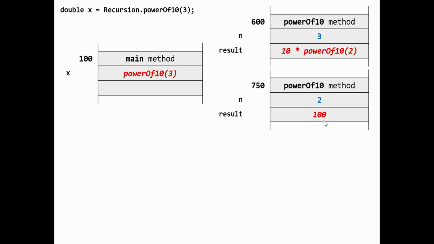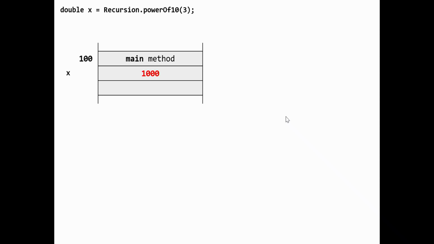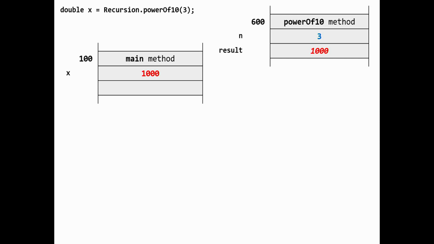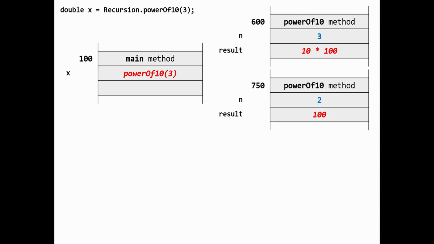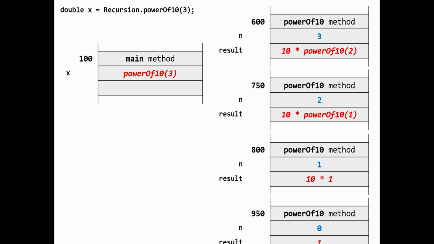Now we have 100. That 100 gets passed back up the call stack. This version of the method's done, so it disappears. Now this method finally has a result, so that result gets passed back to the caller, and now this one goes away. And so if you reverse the sequence of operations, a version of the method gets pushed onto the top of a call stack, which calls another method, which calls another method, which calls another method. And so this sequence of operations is literally a stack.